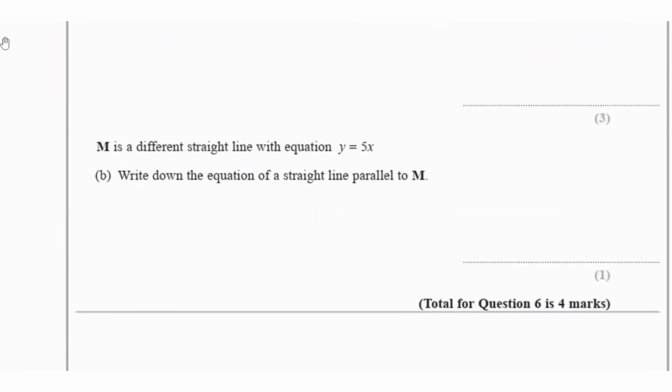The next part says m is a different straight line with equation y equals 5x. Write down the equation of a straight line parallel to m. So when two lines are parallel, L1, L2, the gradients are equal. So we can write any equation with the same gradient. So y equals 5x. You can add anything to it. You can subtract anything from it. So if I add 1 to this, this is my equation. As long as this part is the same, you can add or subtract anything to give an equation of a line that is parallel to m.